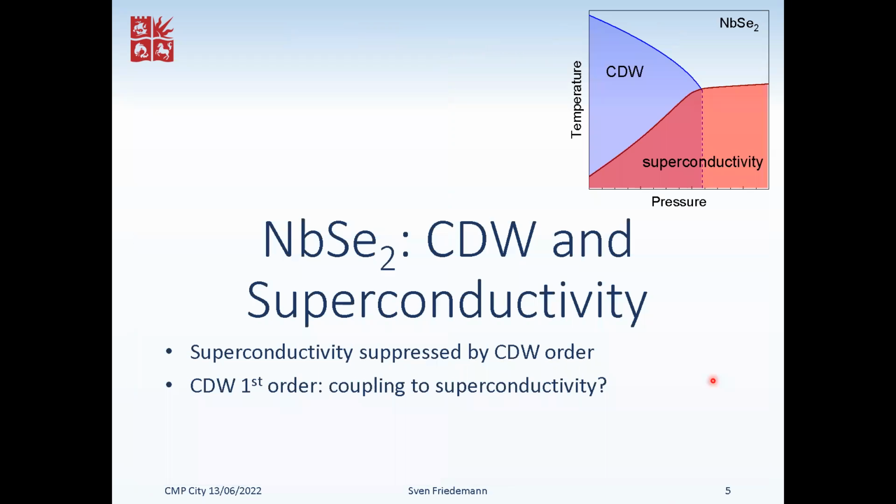Okay, let me start with niobium diselenide. Here I'll be arguing that there is a competition, and in particular the superconductivity is suppressed by the charge density wave order. On the side, we observe that there is a first order transition in the charge density wave as well.